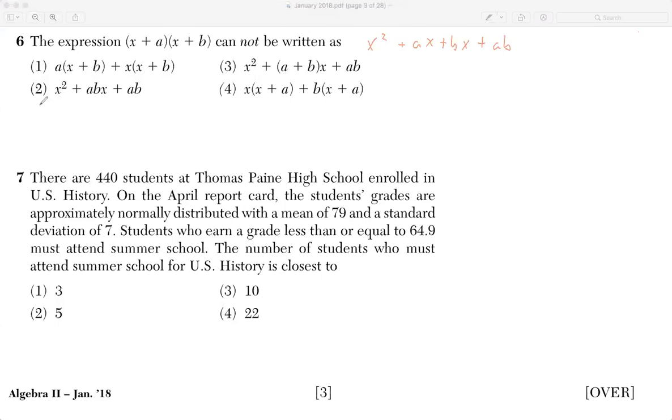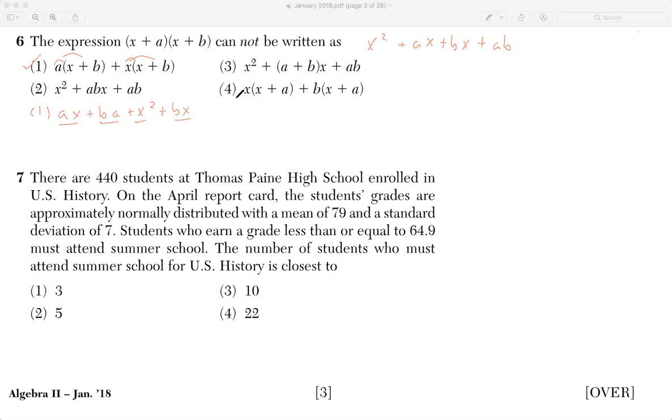All right, so let's just go through these. Let's do 1. Distribute. You get ax plus ba plus x squared plus bx. Let's see, does this match up with what we have over here? You have an ax, you have a ba, ab, same thing, an x squared, and a bx. So 1 is the same.